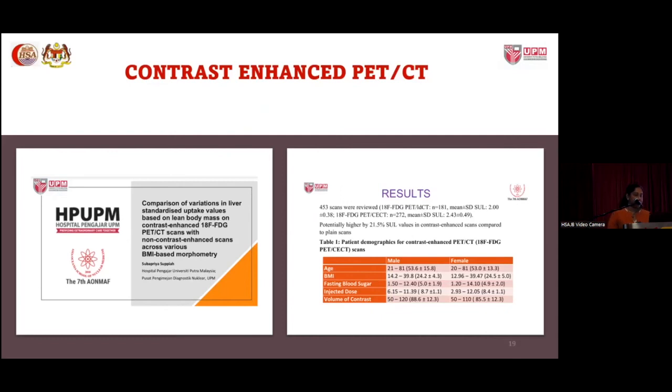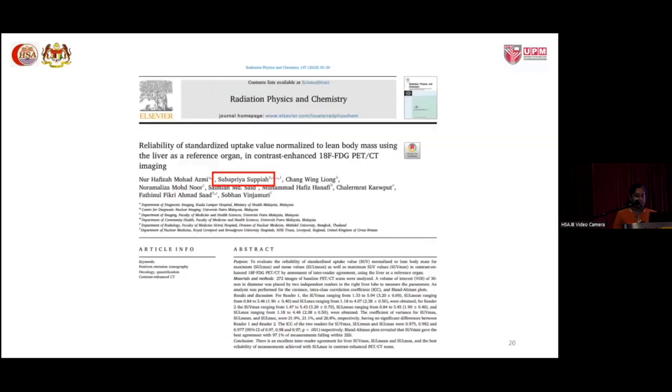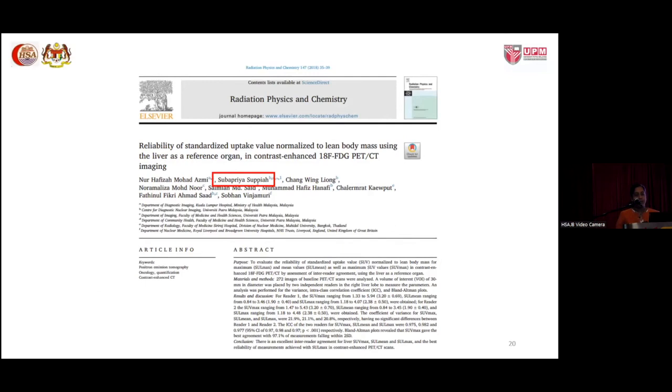So these are the results of our study, where we compared it and looked at the liver SUV uptake based on various BMI categories. In the ideal BMI category, we do not see much variation, but bear in mind that at the extremes of BMI, you may see more variation when you measure SUV in contrast-enhanced scans. We published this finding about the reliability of using SUV values in contrast-enhanced scans, and we hope that it can be a reference for future clinical practice.